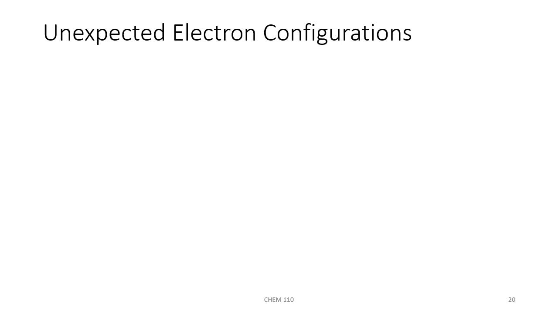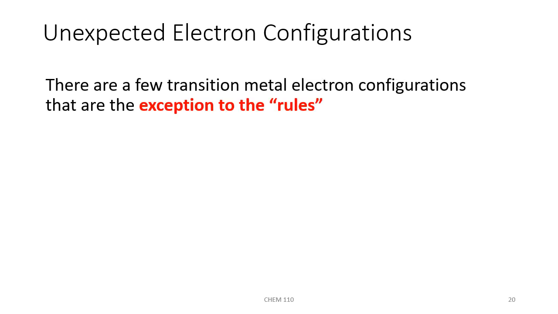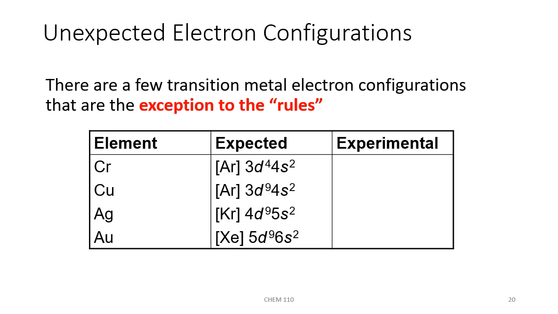There are a few electron configurations that are not exactly as we would predict them by looking on the periodic table. They usually happen in the transition metal elements that are in the d block. So we do have some exceptions to the rules that we have to learn. For example, if we look at chromium, copper, silver, and gold, we can see where some of these exceptions occur.